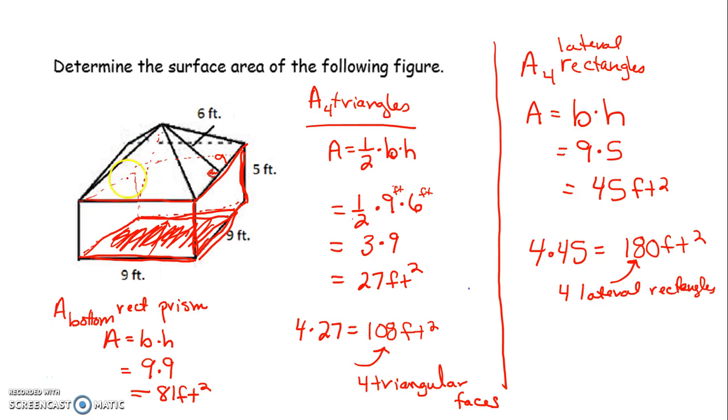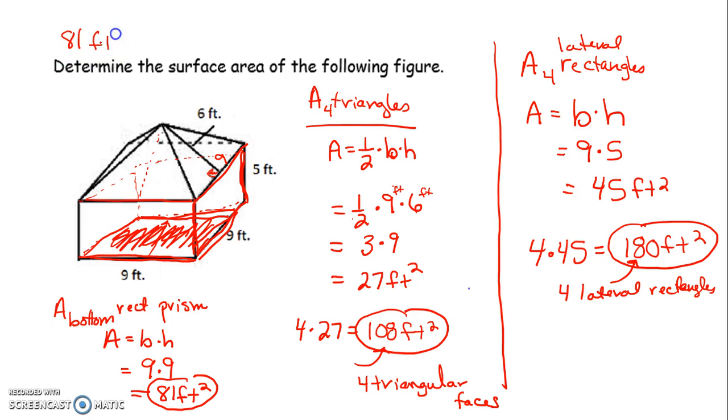I don't have to worry about the top of the box. I don't have to worry about the bottom of the pyramid because those are actually both inside this solid figure. And I only need to paint all of the outer faces. So now I'm just going to add up the area of the base of my rectangular prism, the area of my 4 triangular faces, and the area of my 4 lateral rectangular faces. That'll give me my total surface area.